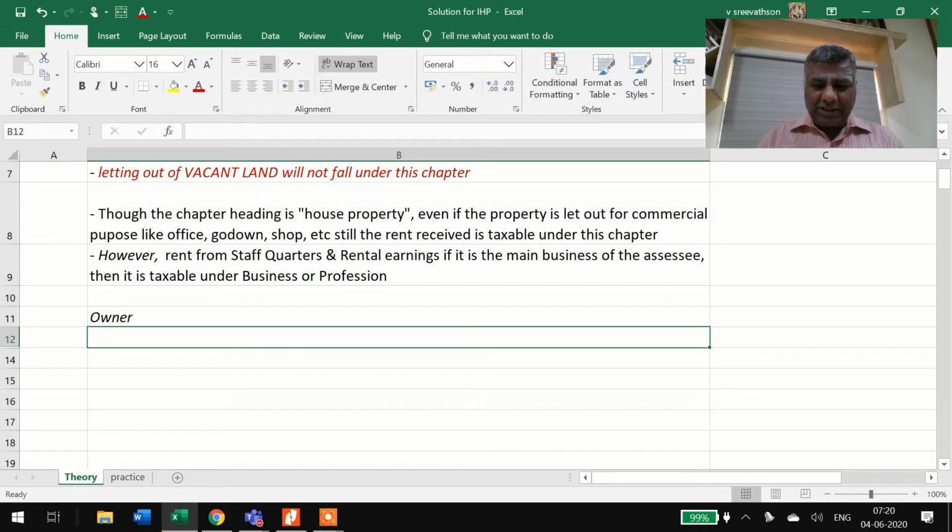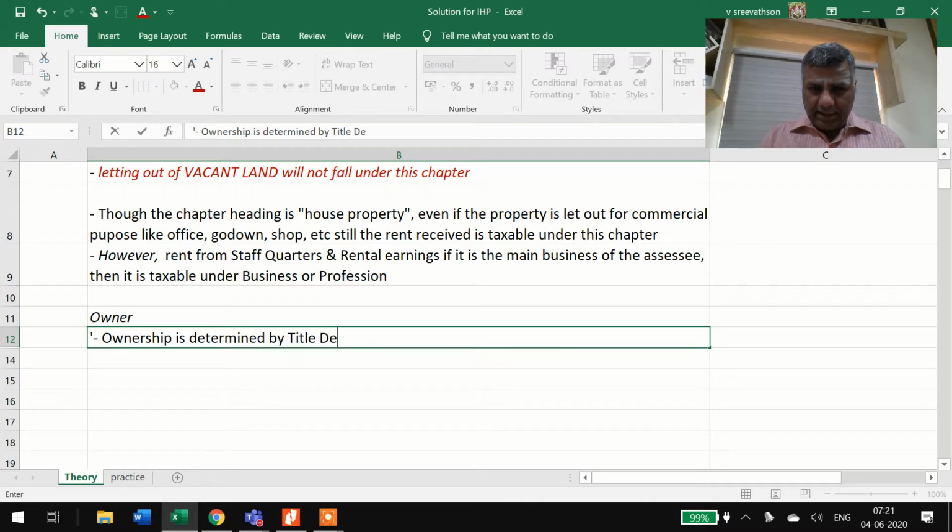The next concept that we are entering is the concept of ownership. Okay. Concept of ownership. Ownership is determined by title deeds.